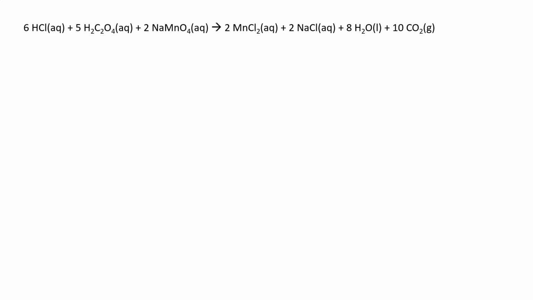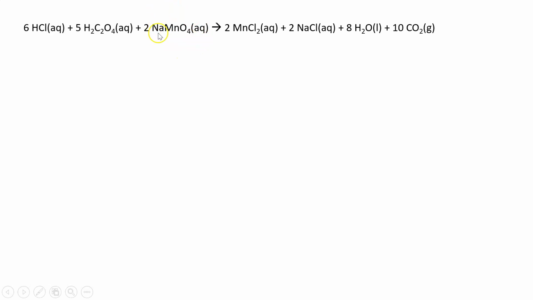This is a longer equation, a lot more going on. So let's break it down. HCl is a strong acid that would dissociate completely. H2C2O4, that's an acid, but it is not a strong acid. It's not on our list that we are going to memorize with strong acids and bases.